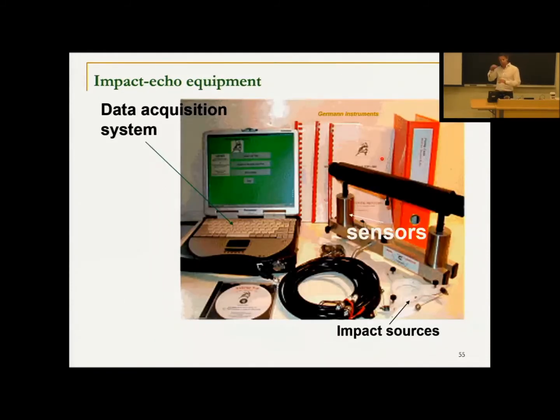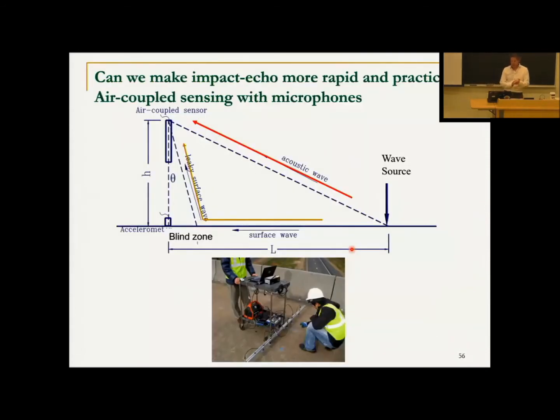Okay, just quickly, how does it work? Well, we have to impact with a hammer or a small impactor somehow. We detect the surface motion with a sensor. We feed it to a computer. It detects the time signal, converts it to frequency domain, and we pick the peaks off. Okay? Now, the problem is that this is an ultrasonic transducer, basically, and it needs very good contact with the surface, right, to allow the energy to transmit up. Is there a way that we can make this more practical by not touching the surface?